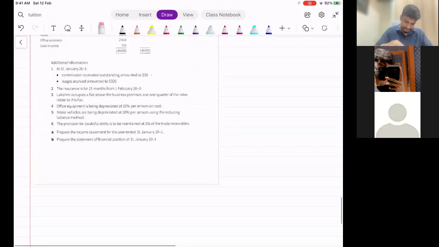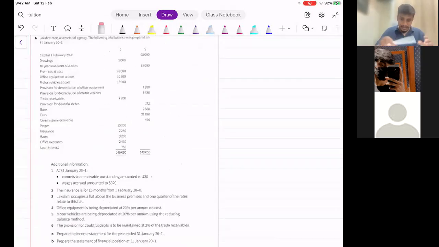Once you're done, let me know. Before that, let me give you something. This one, they say on cost. If they say on cost, the formula is straight line. On cost means straight line. The straight line formula is cost times the percentage.